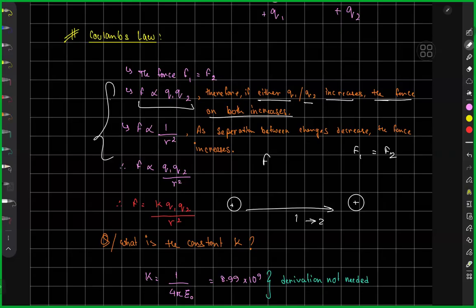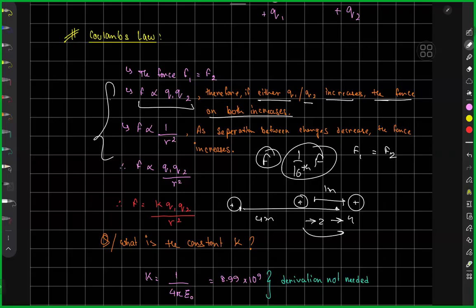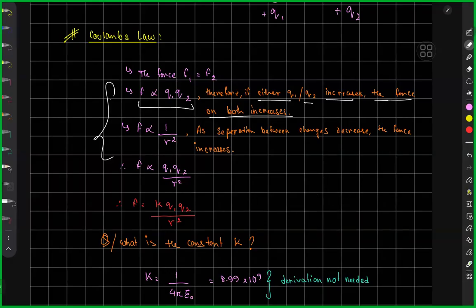Got it? So if it goes from 1 to 4, so 4 times the distance, what will happen now? It will become 1/16th the force of the initial force, that is, the force that it had when it was 1 meter away, as compared to 4 meters away. So when 1 meter away, it applies a force F. When 4 meters away, the force applied is 1/16th of F. That is the inverse square law, if you've forgotten it from the gravitation chapter.